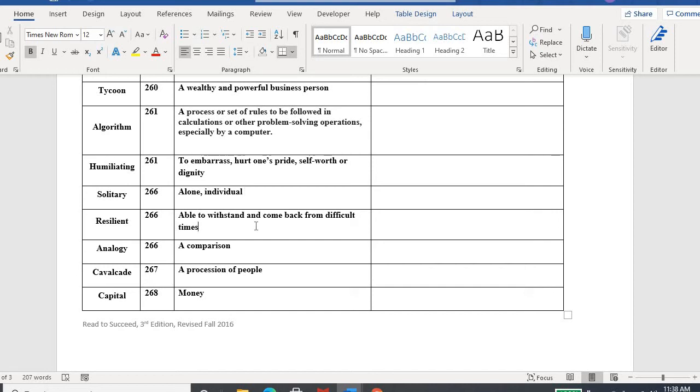Resilient means to withstand and come back from difficult times. I would venture to say that we all are showing resilience right now with COVID and everything going on, to come back from these difficult situations. It doesn't mean that it's not difficult or hard, but it means that we keep trying and we keep coming back and we work toward reaching our goals, or in some cases just keeping hold of our sanity on a day-to-day basis. Analogy is a comparison, comparing two or more things.